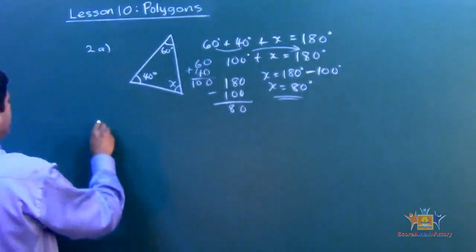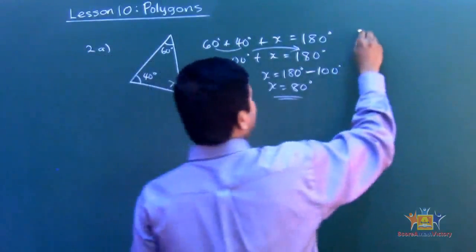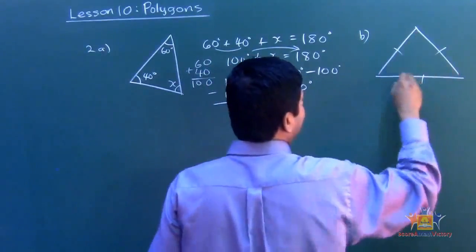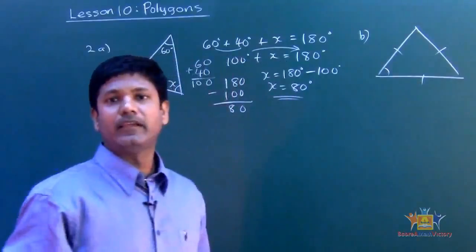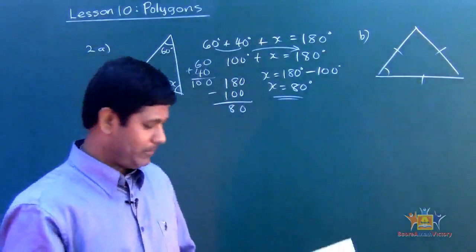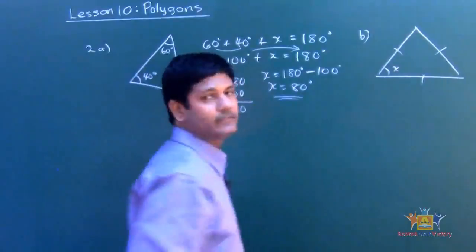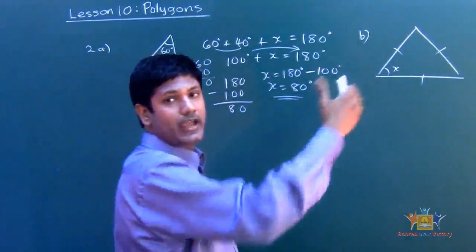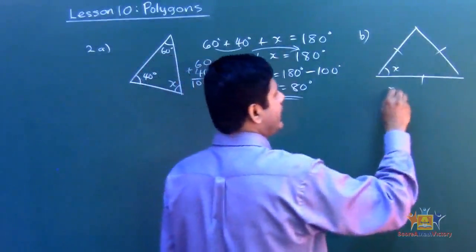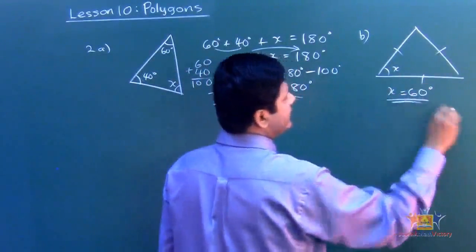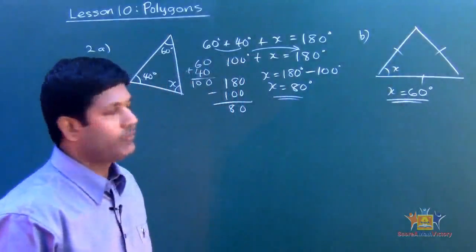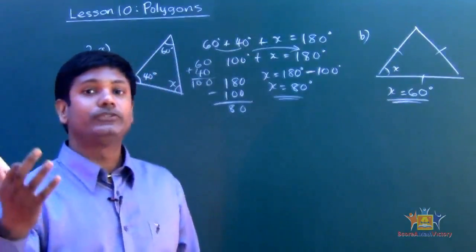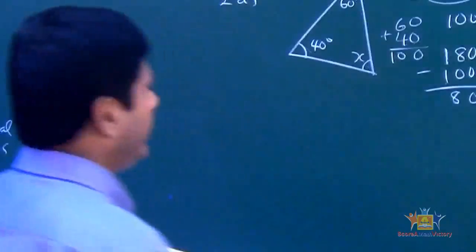Now B, you're given an equilateral triangle, because all sides have been stated as equal by putting that line right there. That means I can find x. We know right away that when it's an equilateral triangle, each angle should be equal to 60 degrees. So x equals 60 degrees. I don't want you to calculate to find x, because if it's an equilateral triangle, right away x equals 60 degrees. Good. Alright, let's look at C.